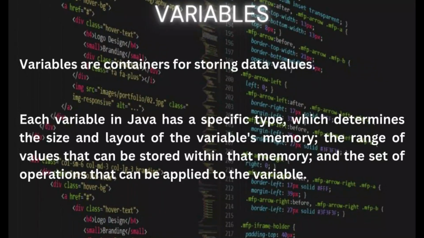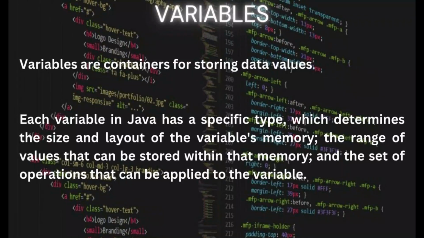For example, when you are going to store these values somewhere, and in our case, we're storing them in memory, the type of variable determines the memory space that is allocated to that variable, the range of values that can be stored within that memory, and the set of operations that can be applied to the variable. So for a specific variable type, there's a range of values that is permitted to be stored. We're going to look at it.